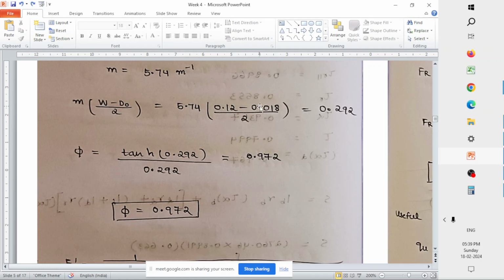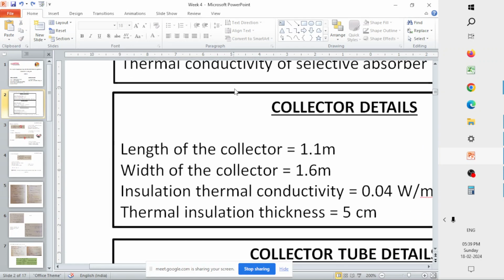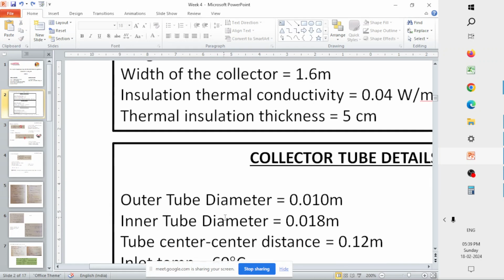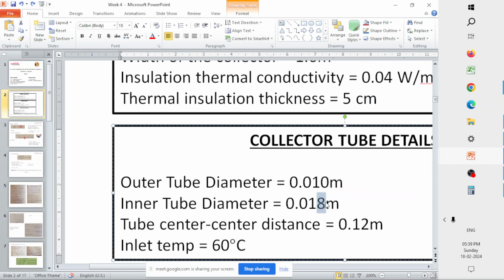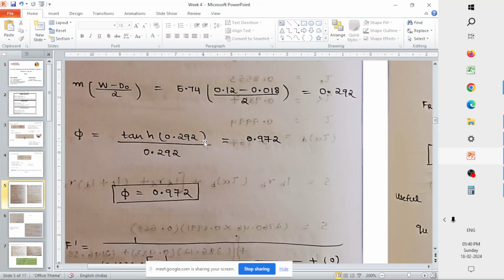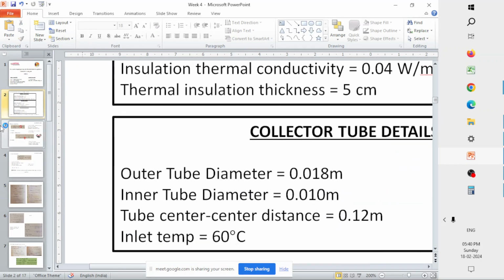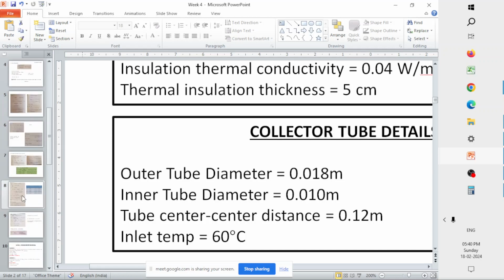D naught is nothing but the outer diameter of your tube, which is 0.018. Oh, see here the data is actually, because outer diameter will always be more compared to inner diameter. So outer diameter of your tube is 0.018 and inner tube diameter is 0.010. And do we require any other value? We need to know the tube center to center distance, that is 0.12 meter, that is the pitch of your tube, as I said previously.